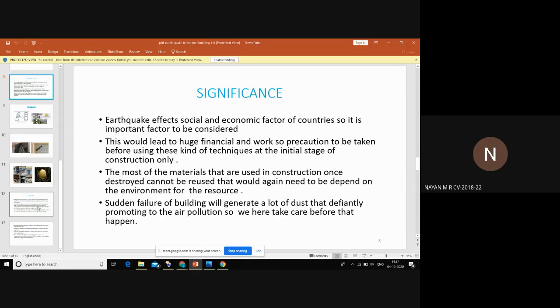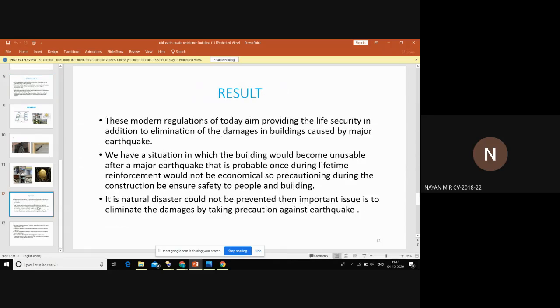Now we will discuss the results of our project, explained by Panduranga. The result of our project is that modern regulations today aim at providing life security in addition to the elimination of damage in buildings caused by major earthquakes. We have a situation in which the building would become unusable after a major earthquake that is probable once during a lifetime. Reinforcement would not be economical, so precautions during construction should be taken to ensure the safety of people and buildings.